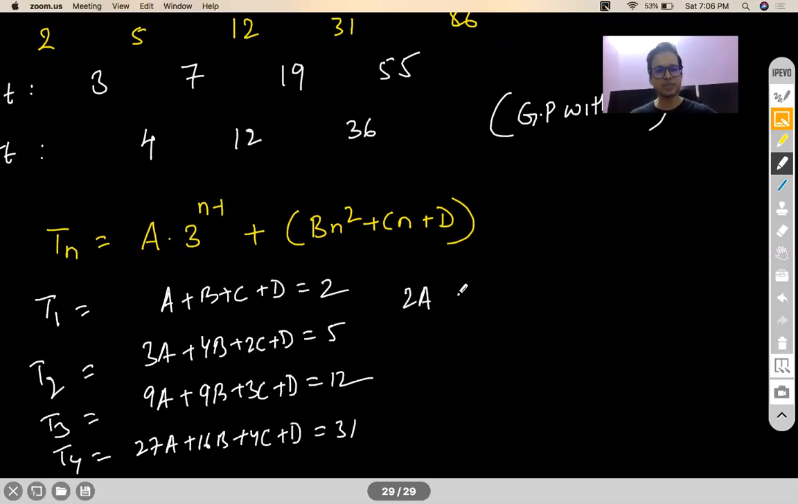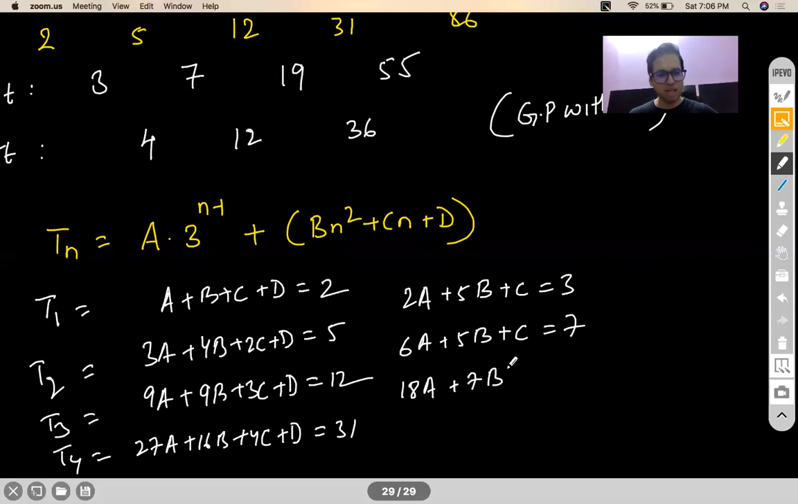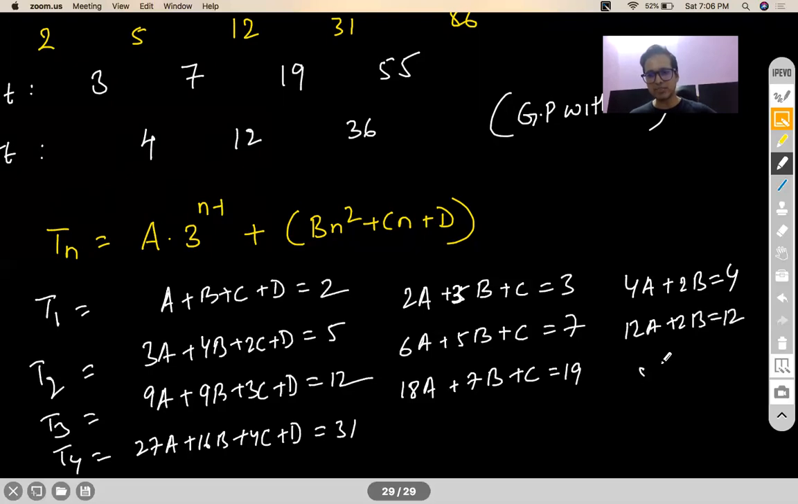Take the difference. 2A plus 5B plus C is equal to 3. Again, take a difference. 6A plus 5B plus C is equal to 7, and 18A plus 7B plus C is equal to 19. Okay, again take the difference. 4A plus 2B is equal to 4 and 12A plus 2B is equal to 12. Again take the difference. 8A is equal to 8, so A is equal to 1. Everybody is getting A is equal to 1.